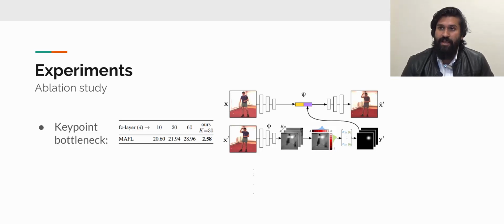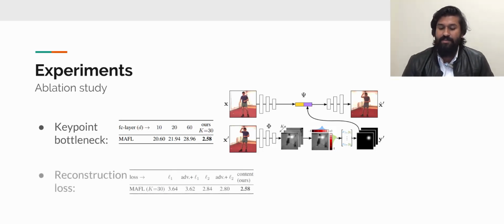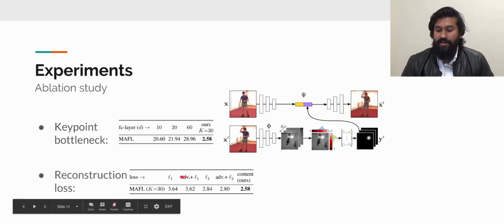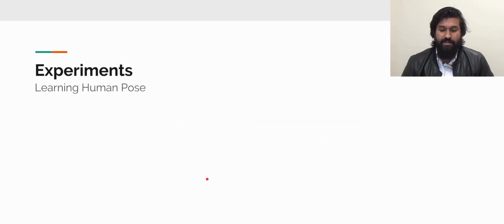So what would have happened if they didn't use perceptual loss, and instead used adversarial loss? Here are the results. They have experimented with L1 loss, L2 loss, as well as the adversarial loss, and all of these perform worse than the perceptual loss. So these were the ablations.